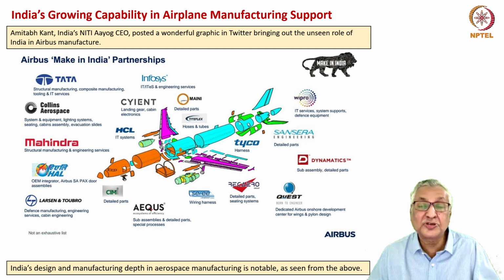Tightflex has hoses and tubes in its supply portfolio. Maini has detailed parts. HCL provides IT systems. Cient provides landing gear, cabin electronics. And Infosys, India's leading IT company, provides ITES and engineering services.